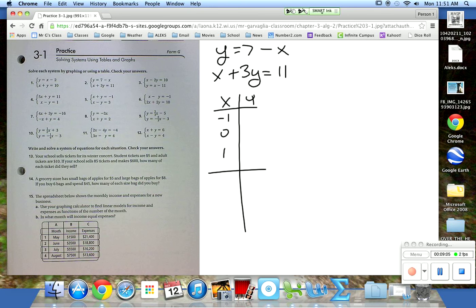Okay, there. If I put -1 in for x, what's my y? On the top one. 8. If I put 0 in for x, what's my y? 7, and 1 is 6. Okay.